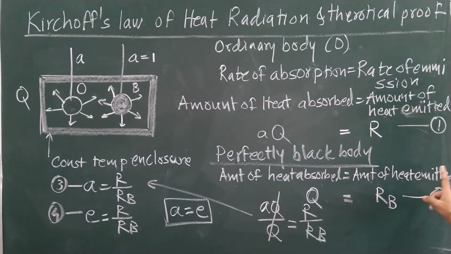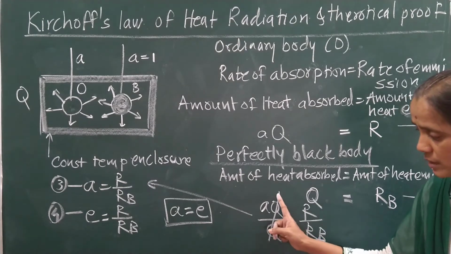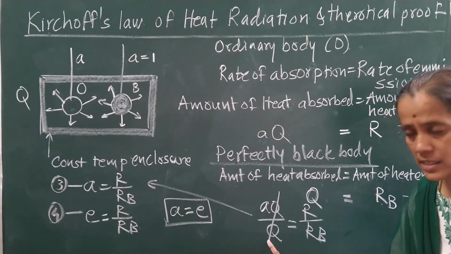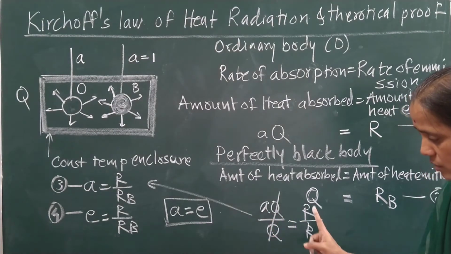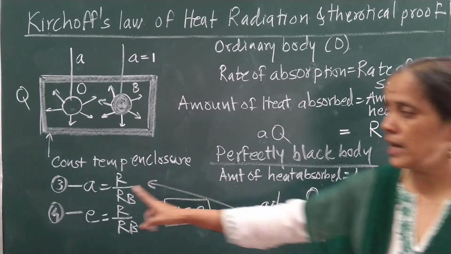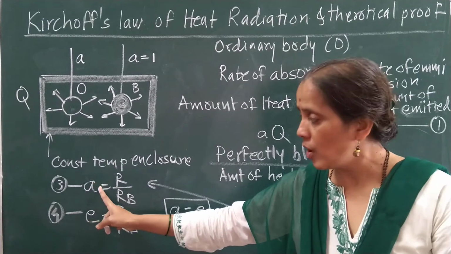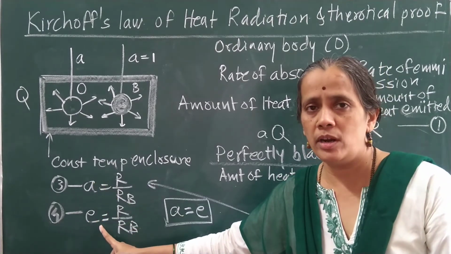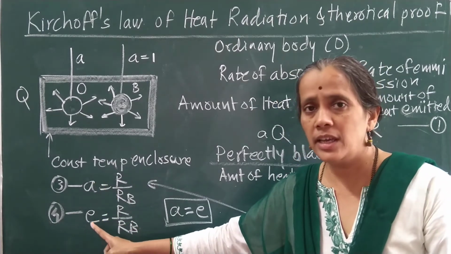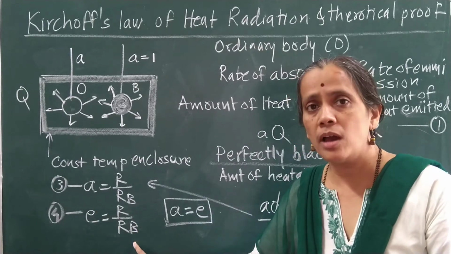And amount of heat emitted by a perfectly black body is the emissive power of a perfectly black body, that is RB. So I can take the ratio of equation 1 and 2. अगर 1 and 2 का equation लिया तो left side में क्या होता है? Q factor will get cancelled. And what I will get? A is equal to R upon RB. So that I have written as equation number 3. Right? But from the definition of emissive power, emissivity is equal to nothing but R upon RB.